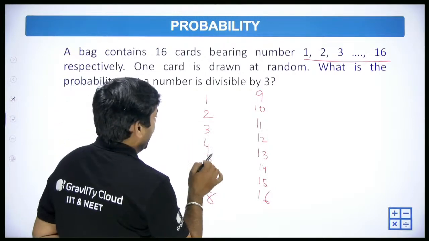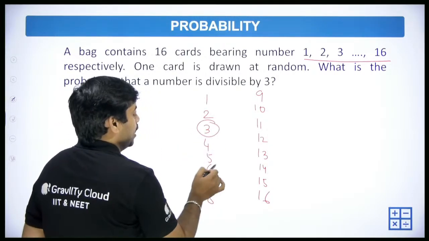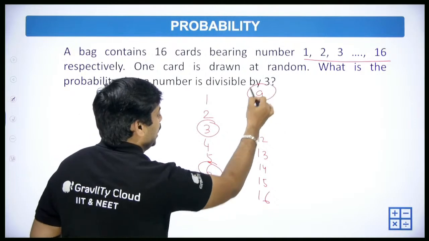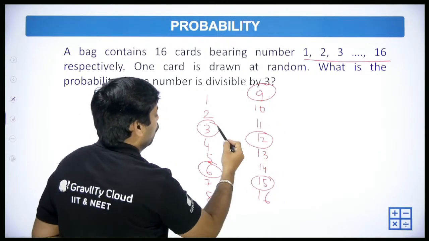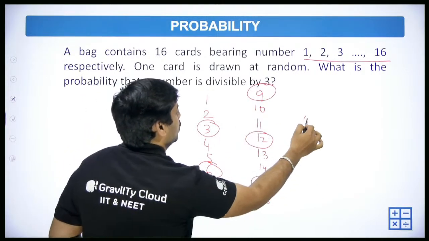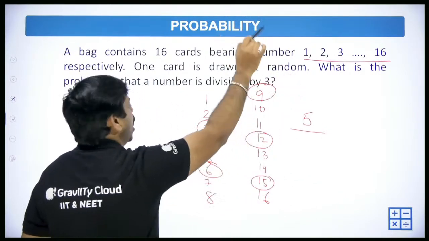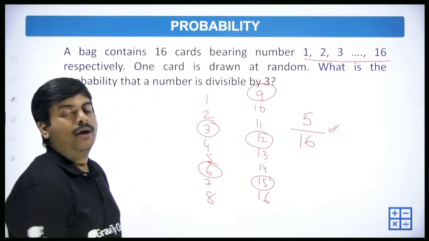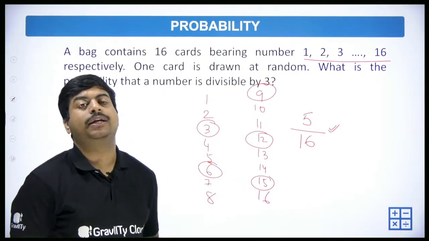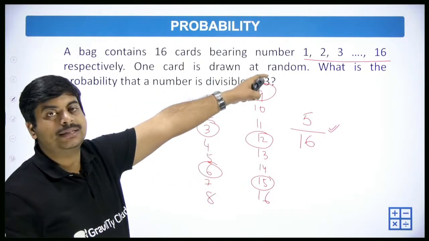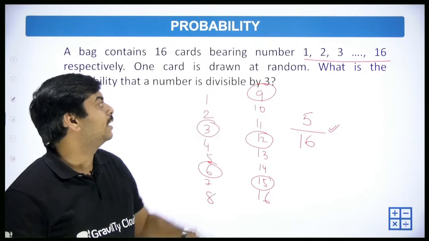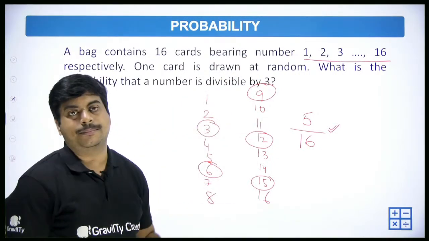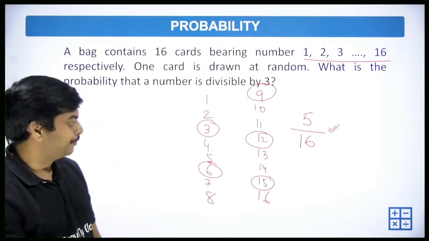So 3 is divisible by 3, 6 and then 9 and then 12 and then 15, 1, 2, 3, 4, 5. So total 5 out of the total 16 numbers. So 5 by 16 is the probability of a number selected at random between 1 to 16 being divisible by 3, right?